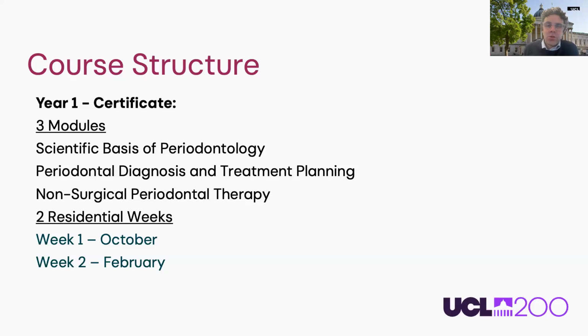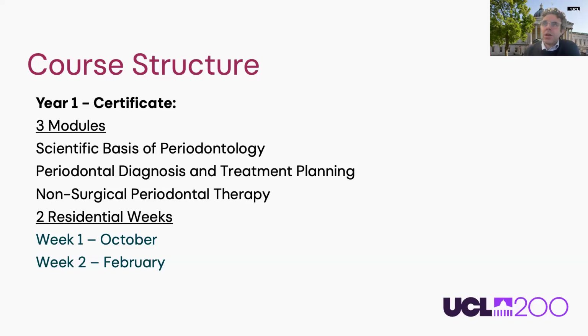We said that this is articulated over 3 years. Year one of this program is the certificate year and includes 3 modules, and I'll give you a flavor of these modules as we go. As part of year one, there are 2 blocks of residential weeks, one in October and one normally in February. These are compressed weeks where all practical teaching, or any activity that involves some sort of face-to-face engagement, is delivered.